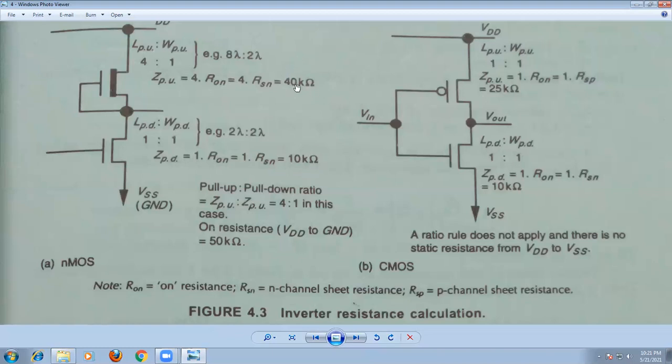This is the on resistance of the pull-up transistor, and this is the on resistance of the pull-down transistor. So now, what is the total on resistance of the inverter? Yes, what is the total on resistance?